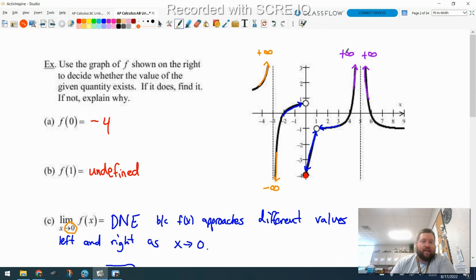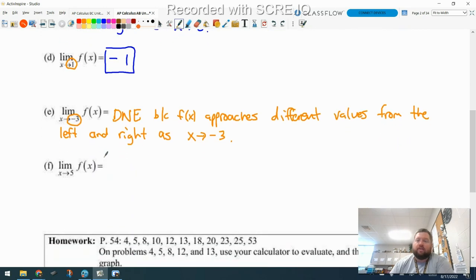So if this is the case and they are approaching the same infinity, then you can write this limit is equal to infinity, and you're done. That's all you have to put. The AP exam accepts that. I accept that. I prefer that. It gives us more information.